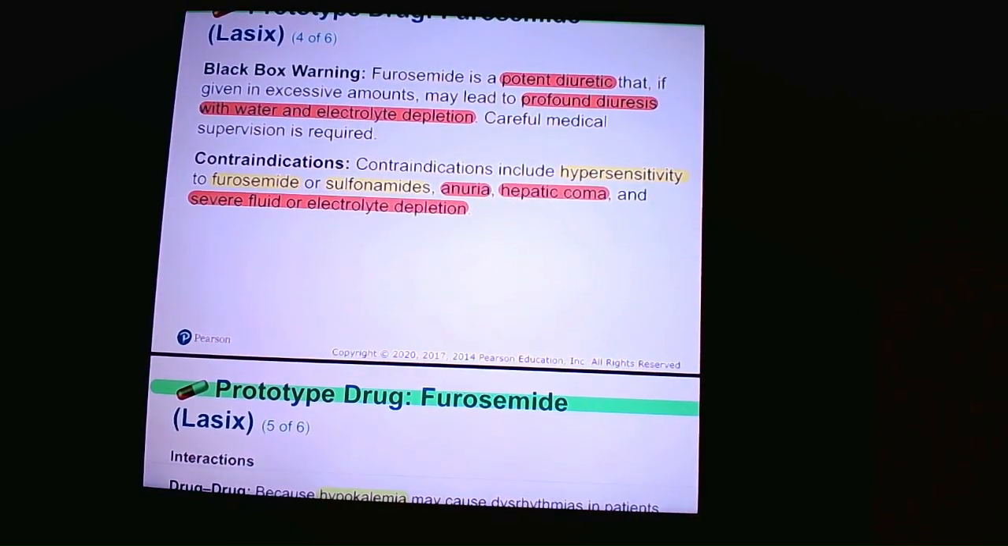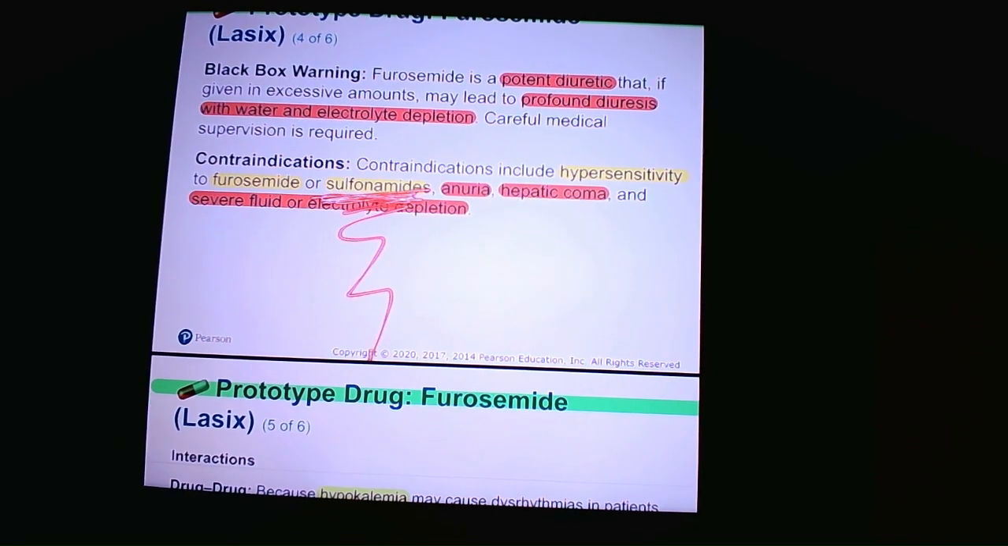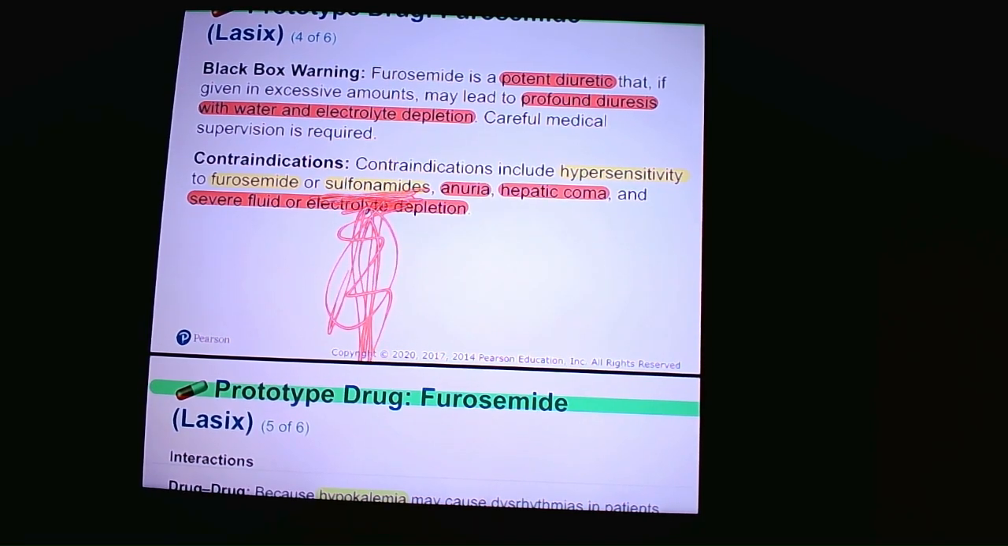Contraindications. All of these diuretics seem to have some kind of connection with sulfa drugs. So that is something worth using as a blanket statement for all of these drugs. So please be careful and know about sulfa allergies for diuretics, at least loop, thiazide, and potassium sparing.